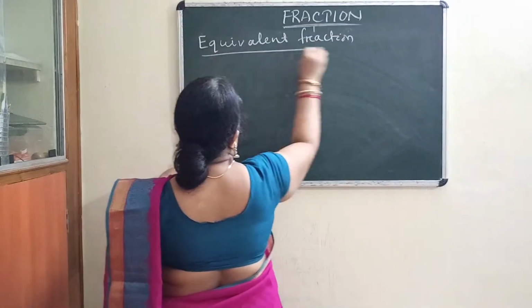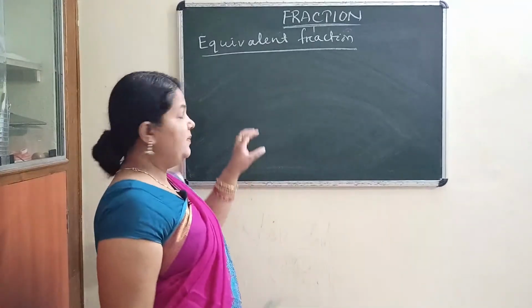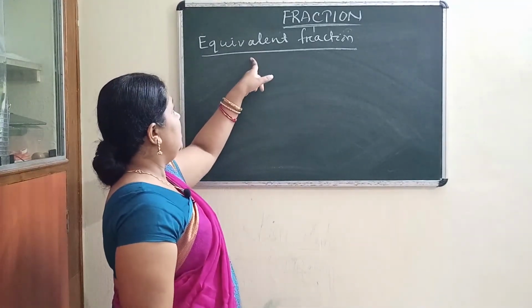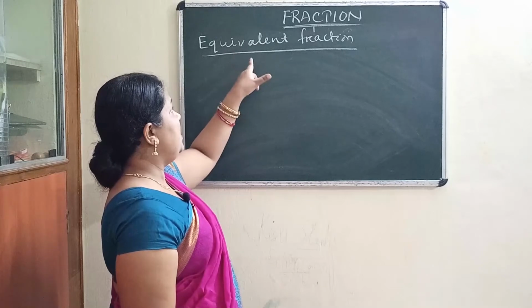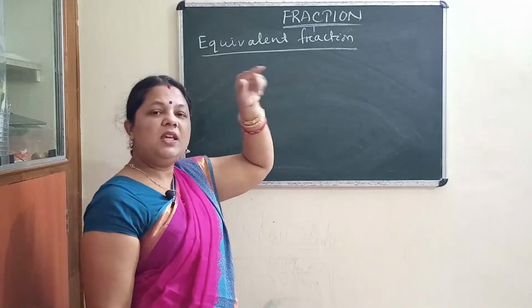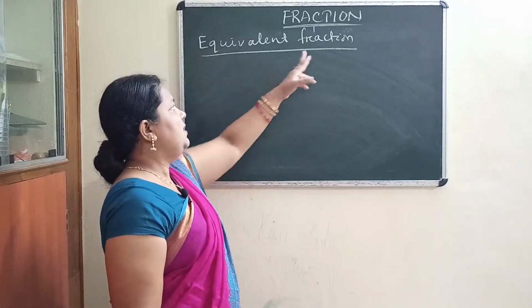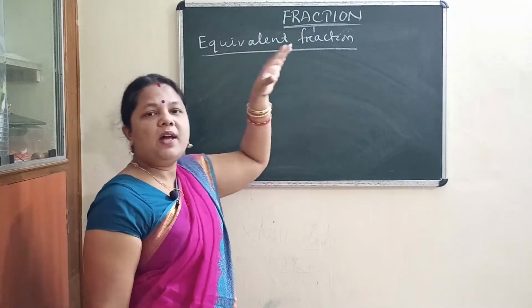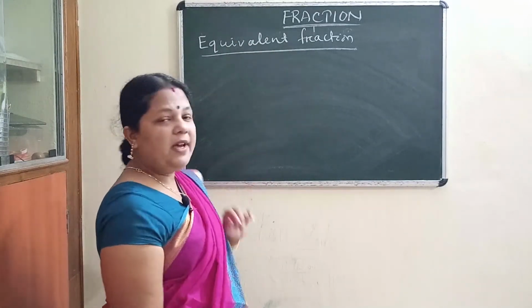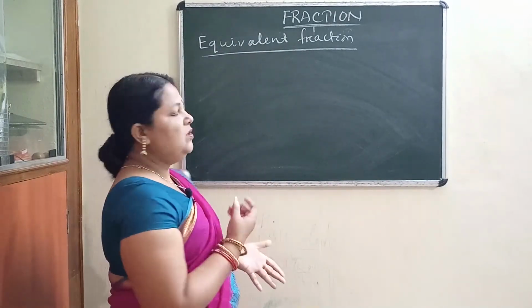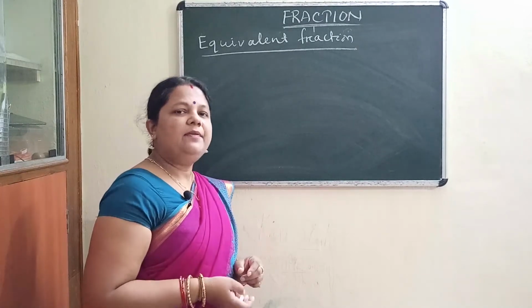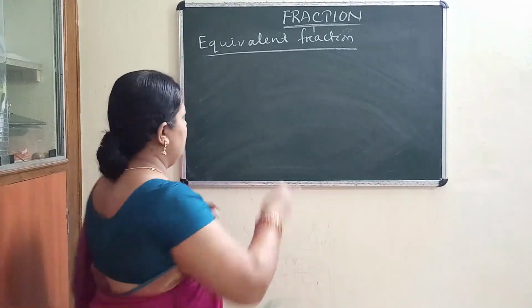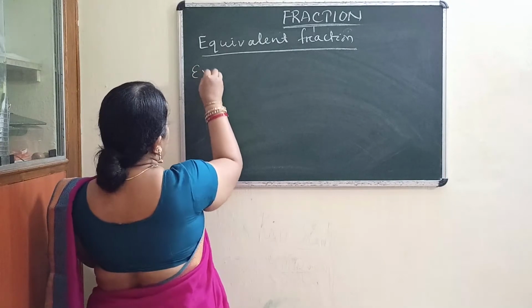What is this? Equivalent. From this term you find out what is the meaning of this. Equivalent means equal value, having the fraction with equal value, that is called equivalent fraction. So how to find out the equivalent fraction of a given fraction? Suppose one example I am showing you.